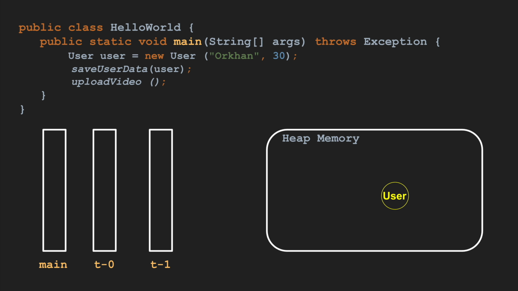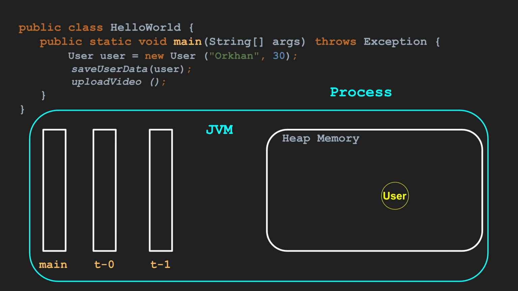Let's take the example of Java. Let's say that we have a Java file, and in the Java file we have a main thread, and for 2 other methods, for saving user data and for uploading it, we are also creating separate threads. So what is the process in this case? Well, in this case, the JVM itself is a process. If you look at the processes in whatever operating system you use, you will see that whenever you run a Java application, a JVM process is created with a PID, which means the process ID.